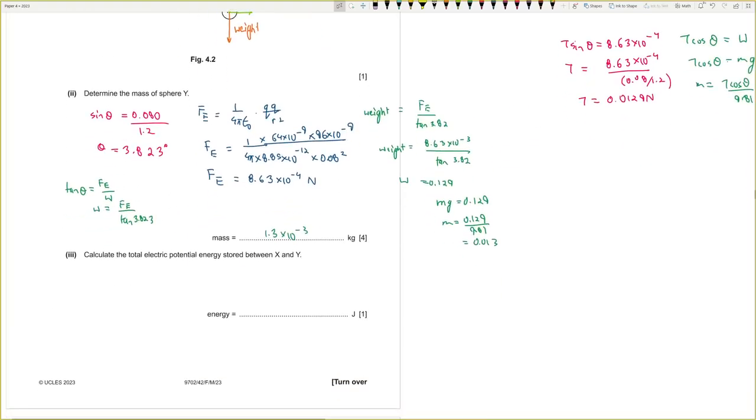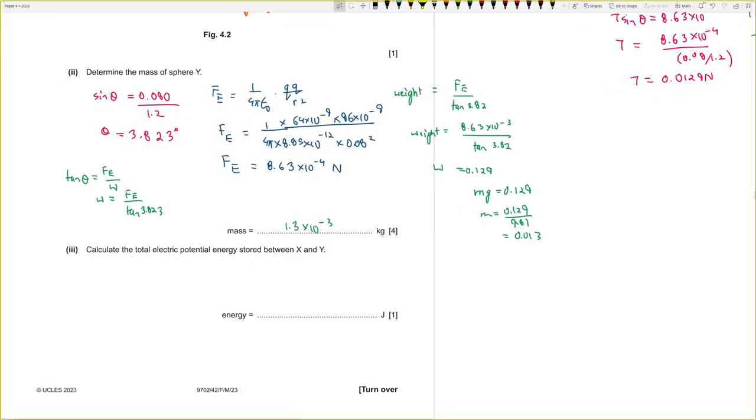Okay, next, calculate the total electric potential energy stored between x and y. So what's the electric potential energy? What's the formula? EP is equal to Q1 times Q2 divided by 4 pi epsilon naught into R. So EP is equal to 64 times 10 to the power minus 9 times 96 times 10 to the power minus 9 divided by 4 pi into 8.85 into 10 to the power minus 12, times 0.08.